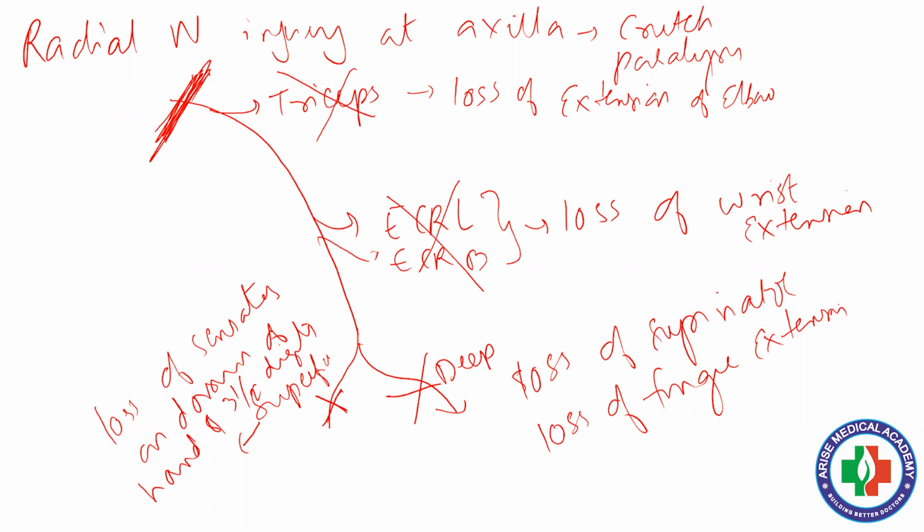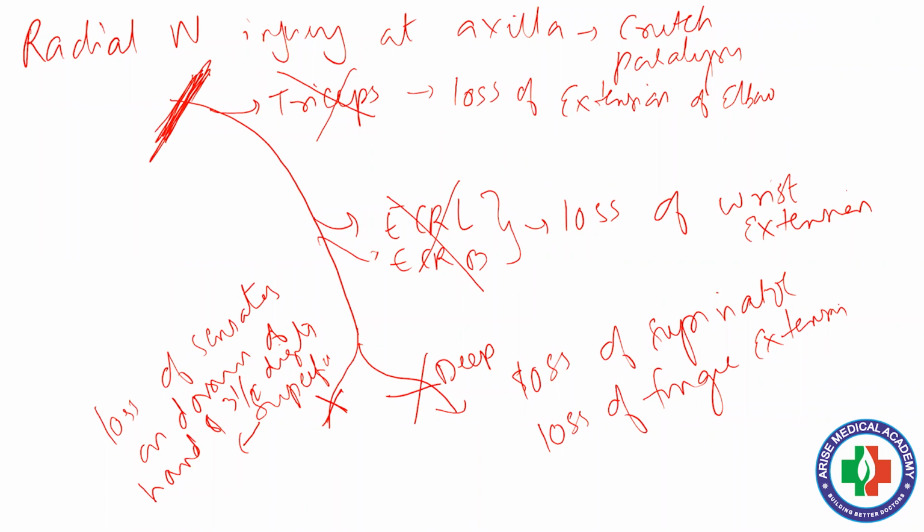So there will be loss of extension of the elbow and loss of wrist extension. Unable to extend, they'll have a flexed elbow. The elbow will be flexed, the wrist will be in wrist drop, and there will also be finger drop. The fingers will not be extended. So flexion of the elbow, wrist drop, and flexion of the fingers will be there. So this happens at the level of the axilla. It's very, very important to understand.